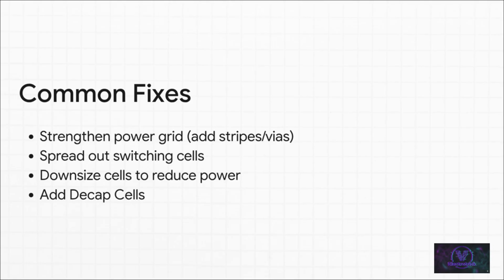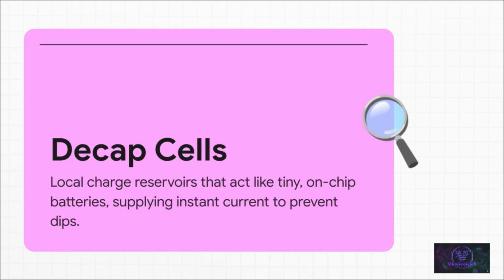But one of the absolute coolest solutions is to add something called a decap cell. A decap cell, it's brilliant. It's basically a tiny local battery placed right next to a power-hungry area. Think of it like having a small water tower right next to a factory. When that factory suddenly needs a huge burst of water, the local tower can supply it instantly so the water pressure for the whole city doesn't drop. These on-chip batteries do the exact same thing, but for electricity. It's such a clever fix.